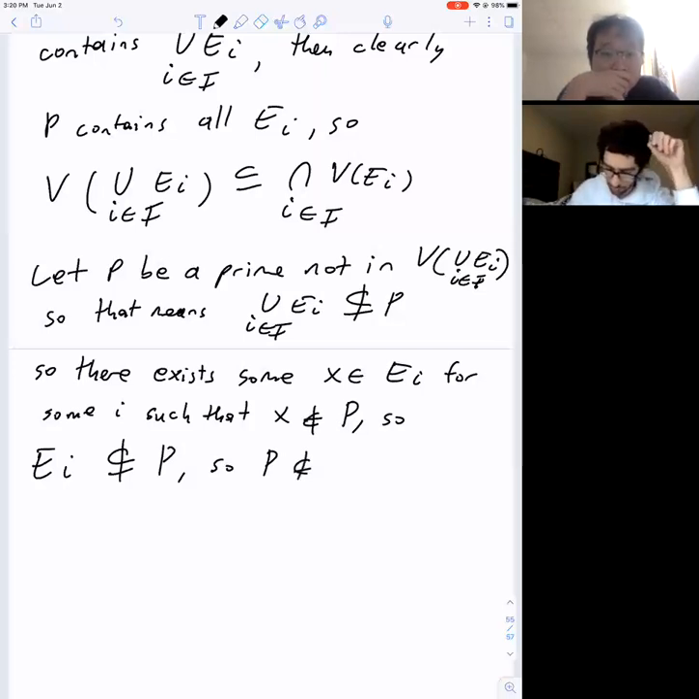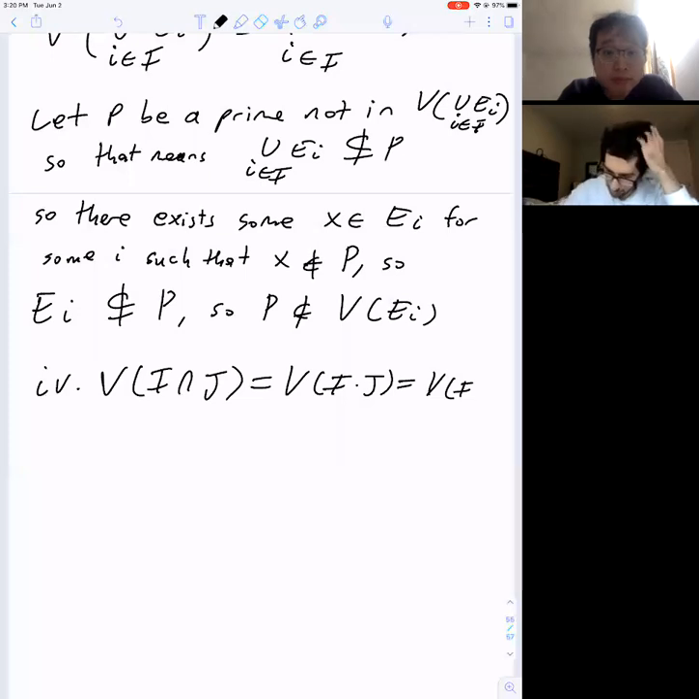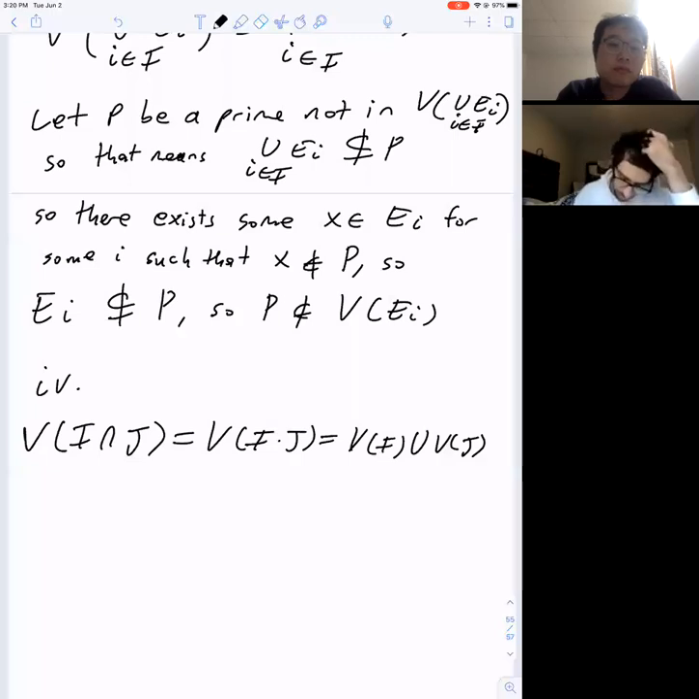And now let's do question number 4. Question number 4 asks you to prove that V of I intersect J is V of I times J. Prove that this is equal to V of I union V of J. So how do we prove this? Let's start by proving V of I intersect J is V of I times J, first of all.